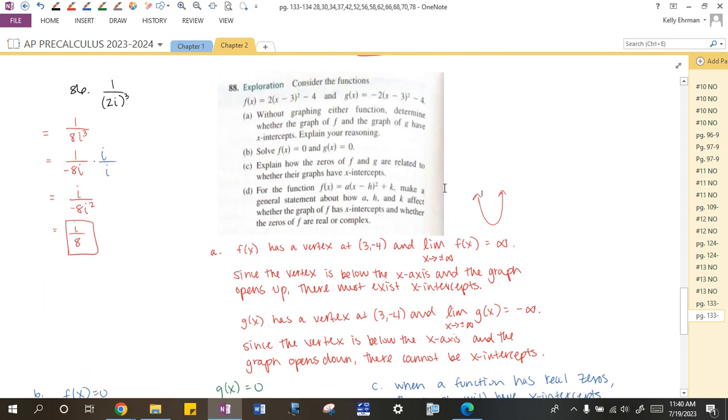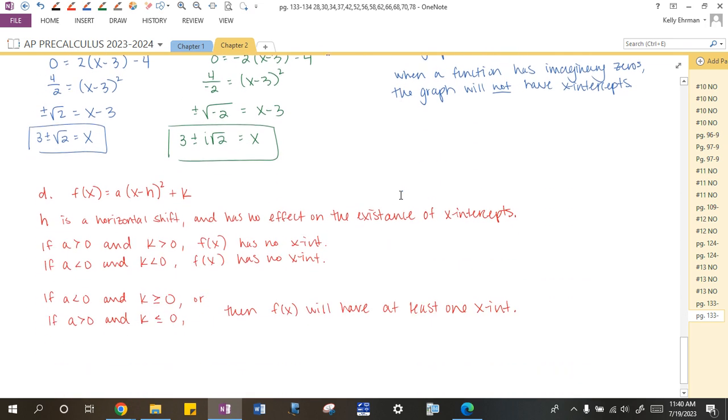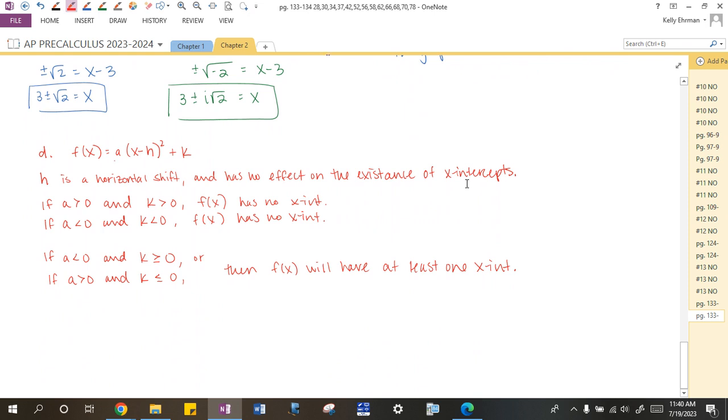And part D, I think I can think of a more concise way for what I wrote out. So generally, for this function, make a statement about how a, h, and k affect whether or not we have x-intercepts. I didn't do the second part, whether or not the zeros are real or complex. First of all, h, that horizontal shift, has no effect on whether or not the x-intercepts exist. It affects the value of them, but it doesn't make them exist or not exist. It's the vertical shift and which way the graph opens.